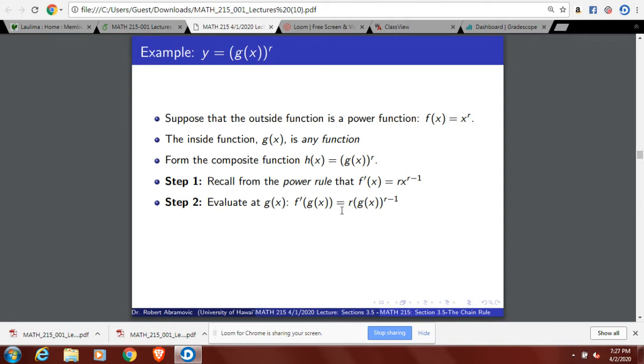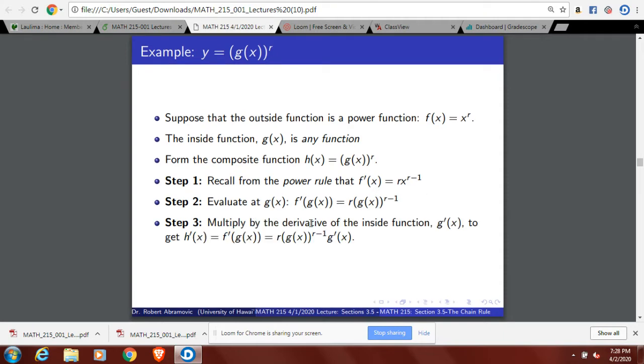Now we evaluate at the inside function, so just plug in, so just replace the input. This says f prime takes an input to r constant times the input raised to r minus 1. Instead of taking x as an input now, it's taking g of x as an input. So r times the input raised to r minus 1 power.